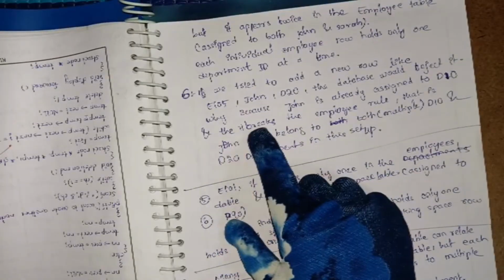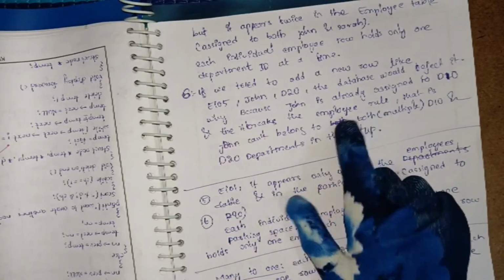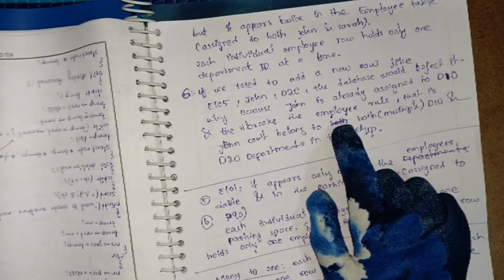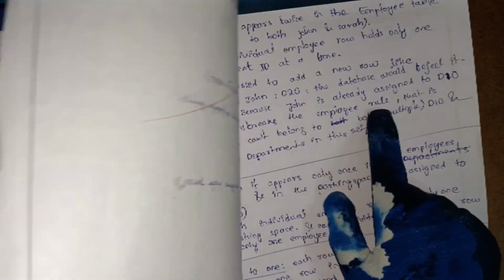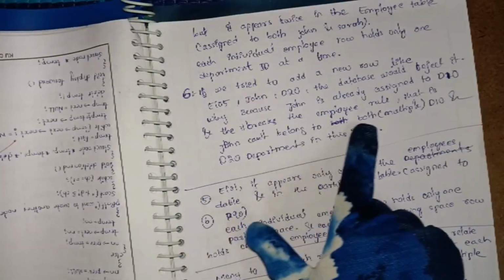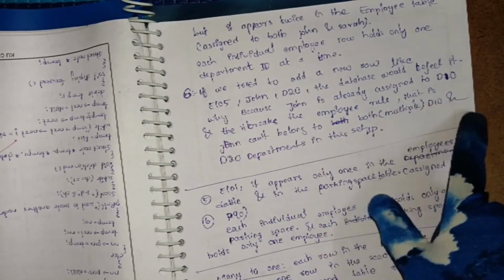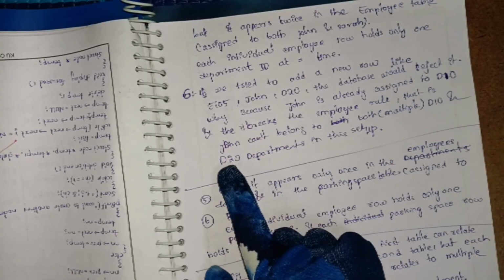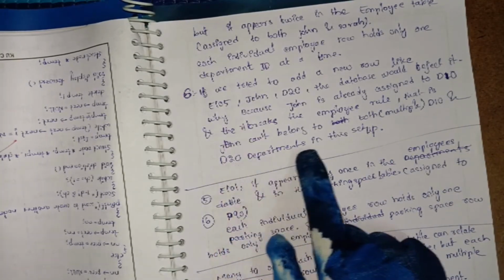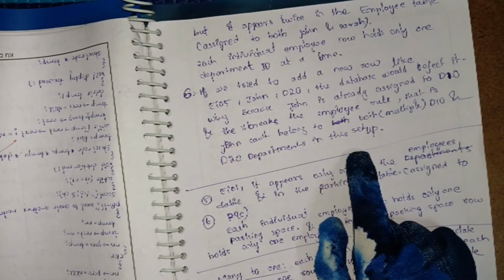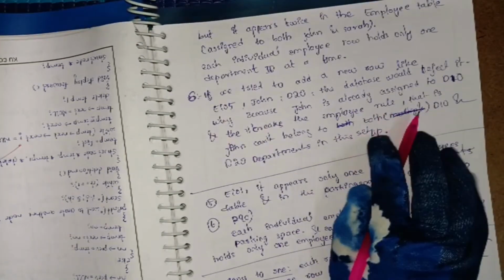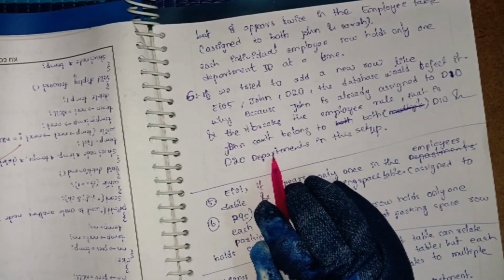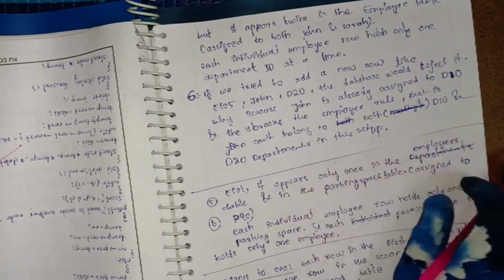Okay, and then it breaks the employee rule, meaning an employee can only belong to one department. That rule, it breaks it. That is, John can't belong to both or multiple departments, D10 and D20, in this setup.